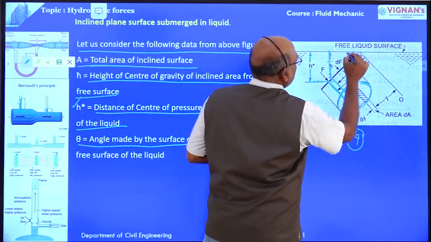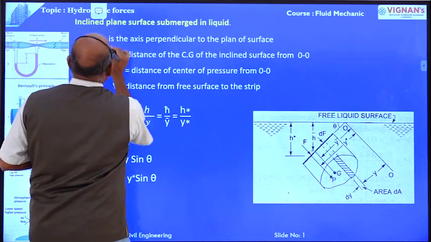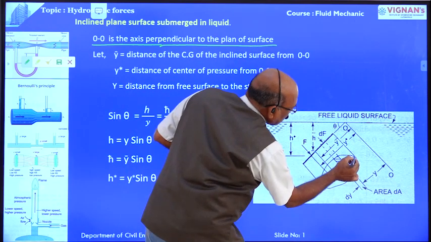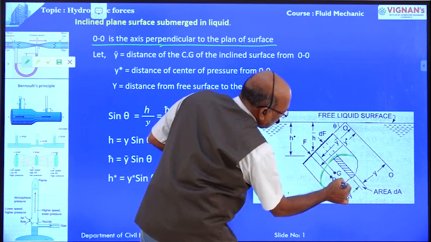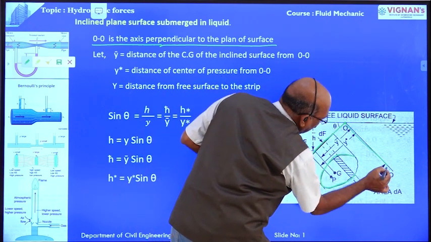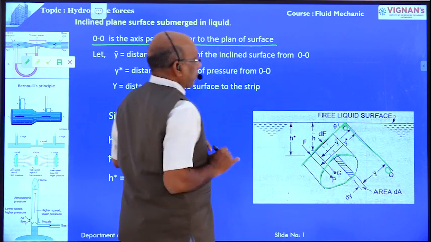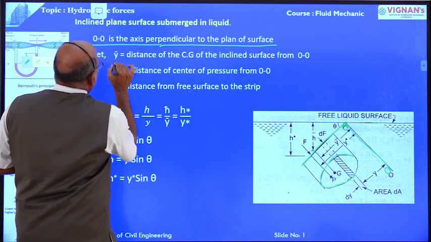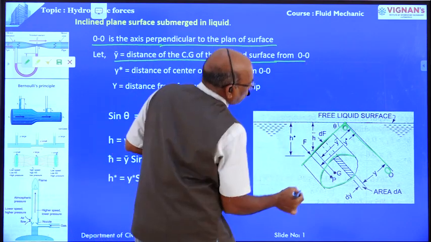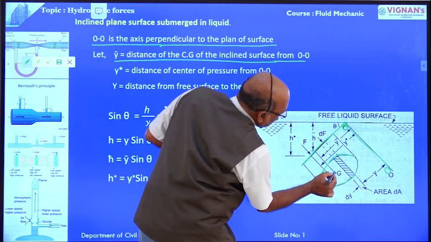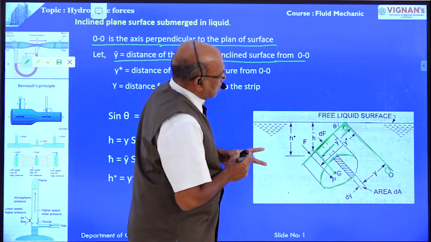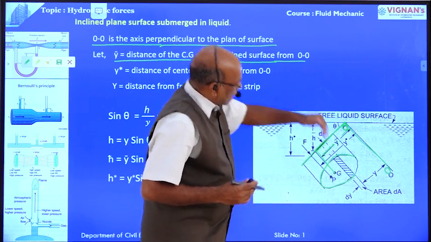This is theta. O-O is the axis perpendicular to the plane of the surface. Please listen carefully. Next point: let y bar be equal to the distance of the CG of the inclined surface from O-O. Y bar is the distance from O-O to the CG.